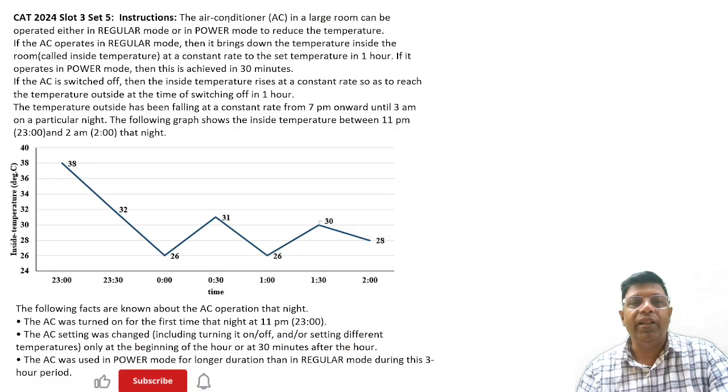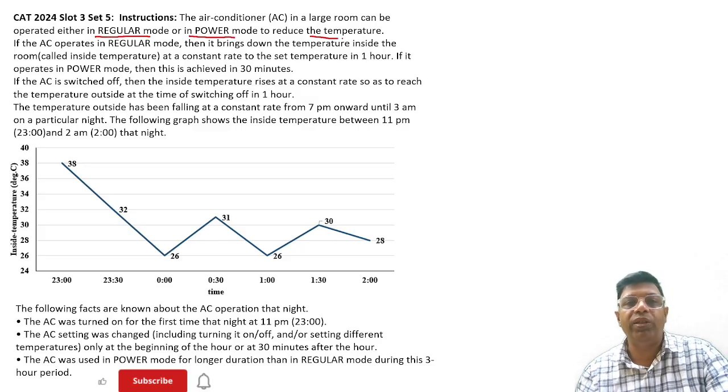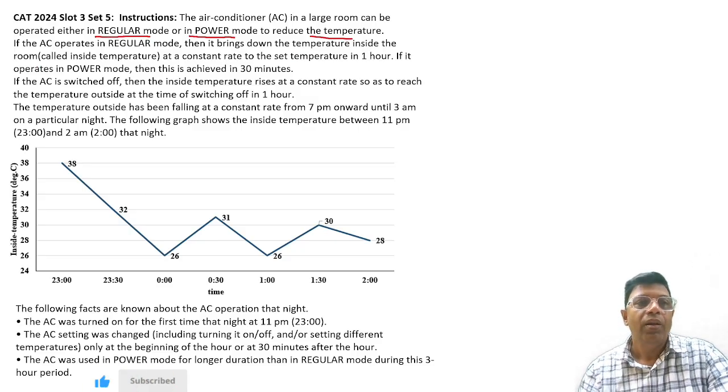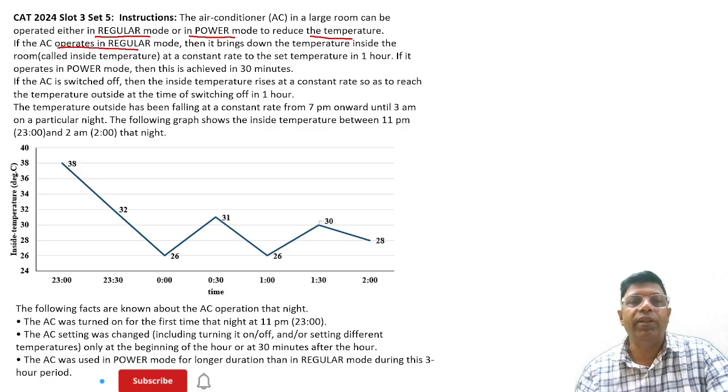The AC in a large room can be operated either in regular mode or in power mode to reduce the temperature. Okay. If the AC operates in regular mode, then it brings down the temperature inside the room at a constant rate to the set temperature in 1 hour.